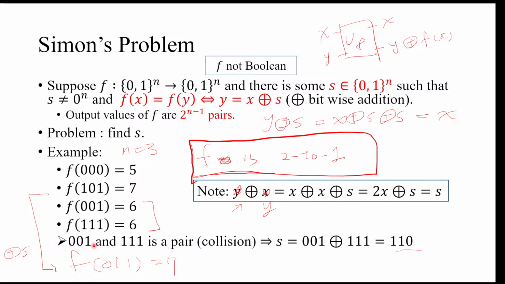So we add together those two strings, and we see this is 1,1,0 because we do bitwise addition: 0 plus 1 equals 1, 0 plus 1 equals 1, and 1 plus 1 equals 0. And this is Simon's problem. Any questions on the problem setup?